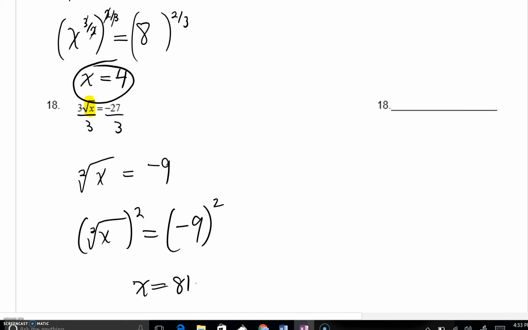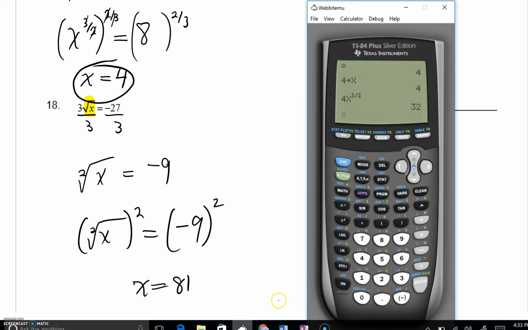Okay, so here's what we definitely must do. We have to do a check. It's so tempting to just think that we can skip out and call it a day here, but we can't. If there is an answer to this problem, it's going to be 81. But like I was saying earlier, the bigger question is: is there an answer at all? I hit 81, and I'm storing that in for x. I want to know if this left-hand side, 3 radical x, is going to work. If it does, I should get negative 27 when I hit enter.